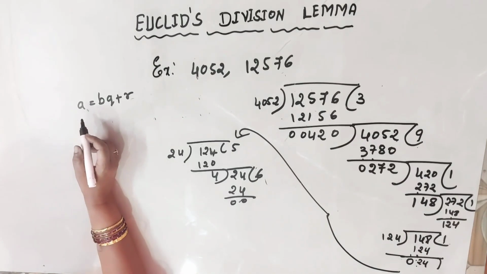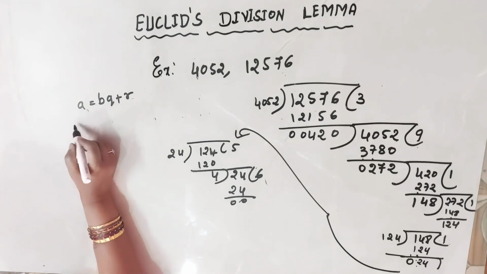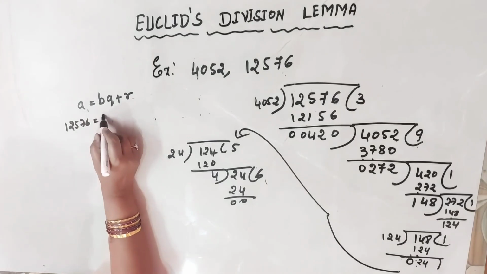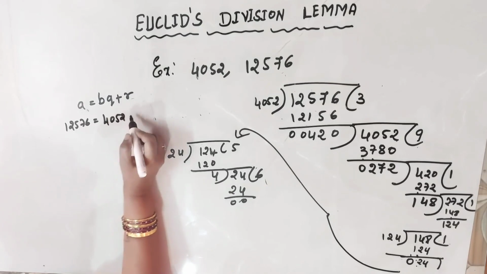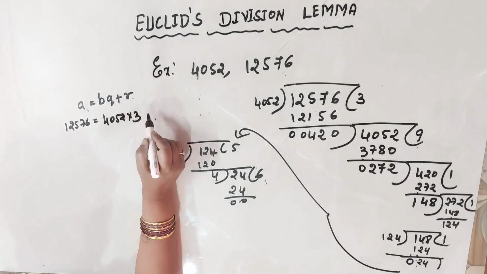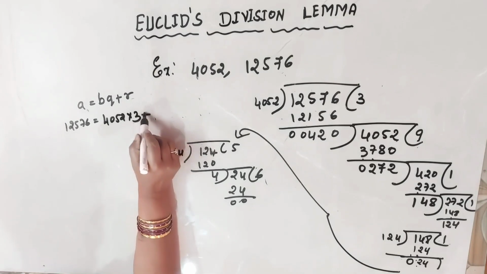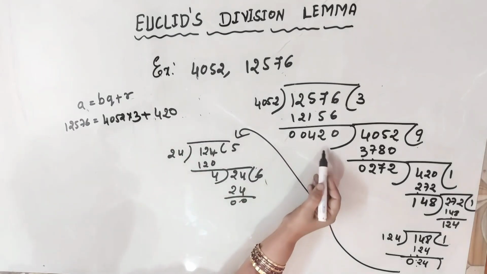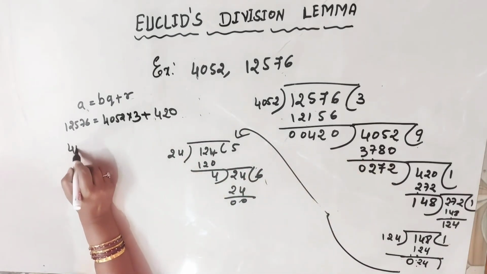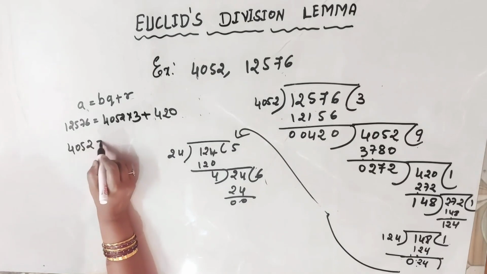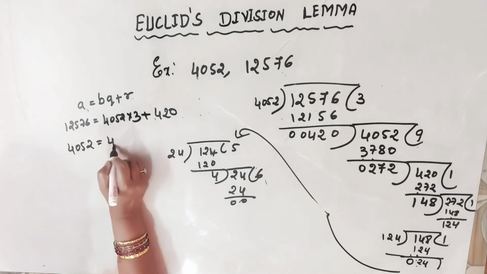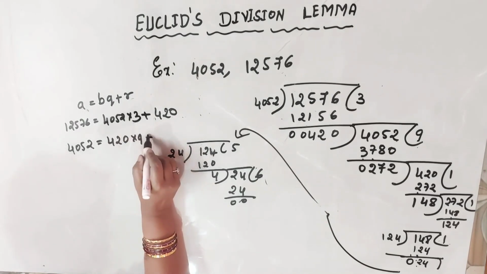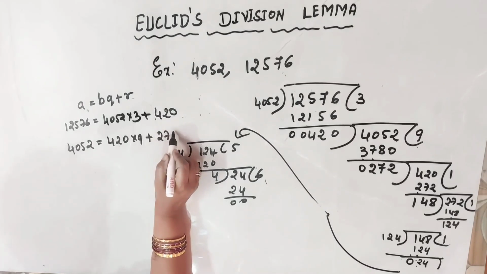See students, now from the beginning, what is the dividend here? 12,576 is the dividend. What was the divisor there? 4,052. And what is the quotient? 3 is the quotient. And what was the remainder? The remainder was 420 in the first step. Second step, what happened? Here 4,052 will become the dividend. And what was the divisor there? 420 is the divisor. And what will be the quotient there? 9, plus the remainder 272.